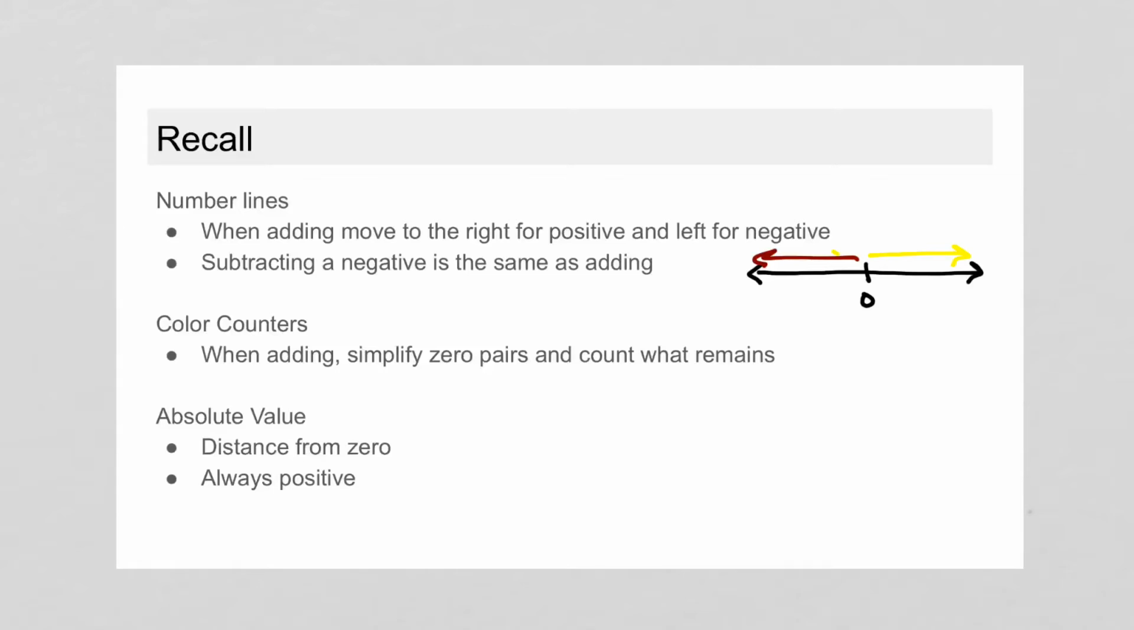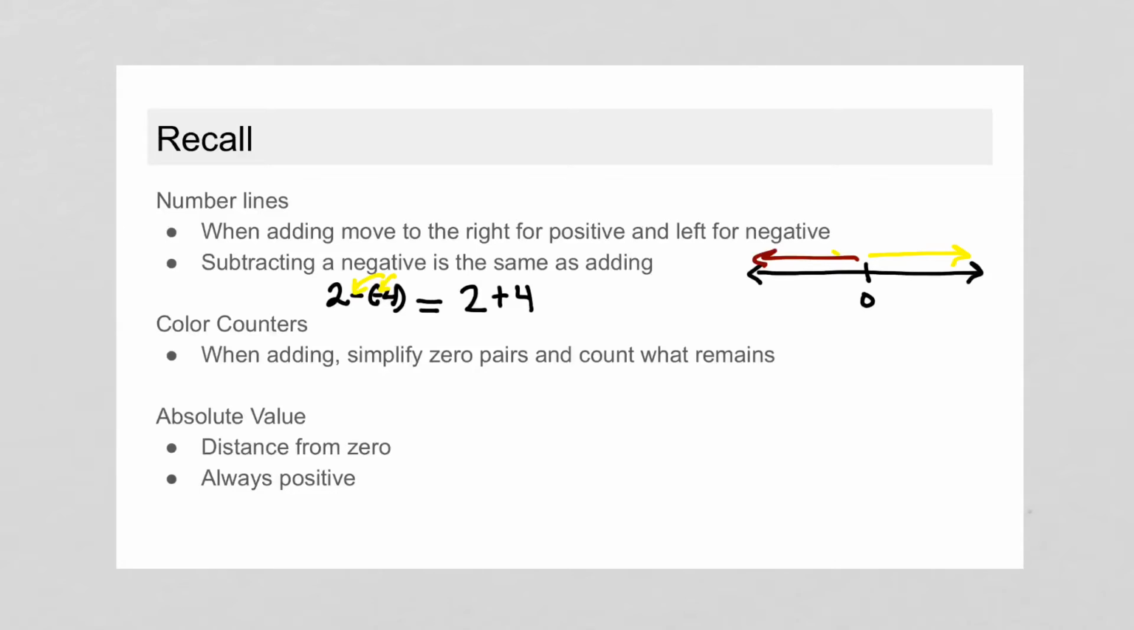So if I said 2 minus a negative 4, remember you can think about that as meaning we're doing the opposite of negative 4. So what is the opposite of negative 4? Well, the opposite of negative 4 is positive 4, so it's 2 plus 4. So these two things mean the same thing. And you can practice that on a number line, okay?